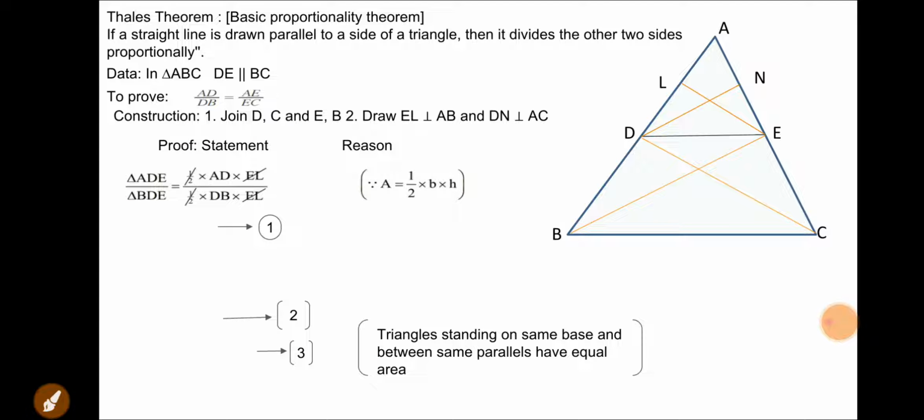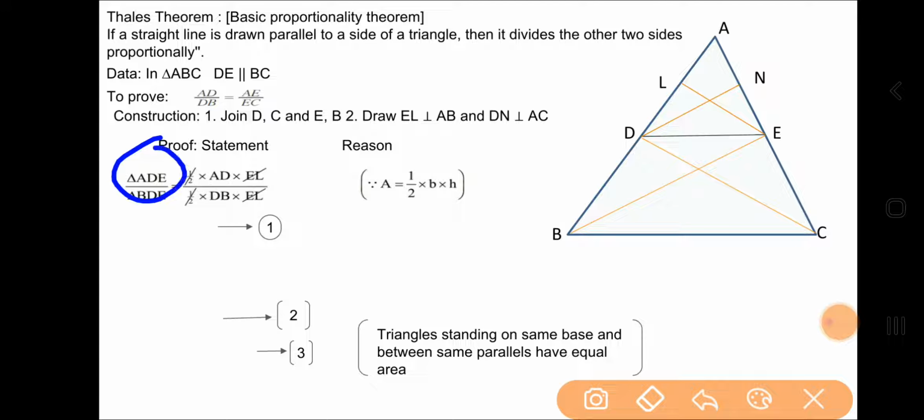Now see that here in the numerator I have considered ADE. ADE is here. I have to apply the area formula for the triangle, right? So here the base becomes AD, and the height is EL. What we have written here is that the area of triangle ADE is equal to half of AD into EL. This is what we have written in the numerator.